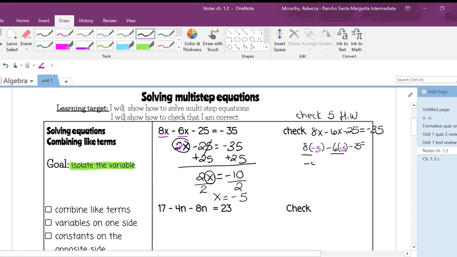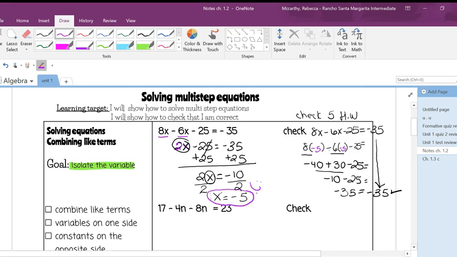I have negative 40. A negative times a negative is a positive 30. Then a minus 25. Then I'm going to work on these here. That gives me a negative 10 minus 25, and that gives me a negative 35. So this side simplifies to negative 35. This side, the right side, is already simplified, so I'm going to bring that down. They match, so that means it checks, and my answer is correct. So I'm going to circle that and be so happy that I'm done correctly.